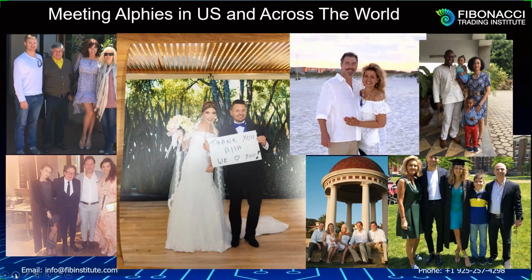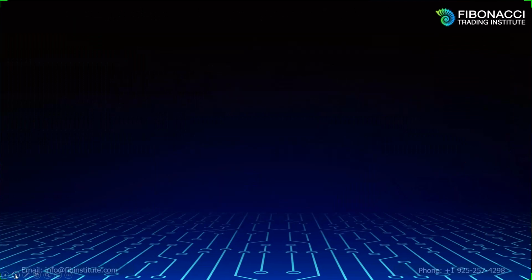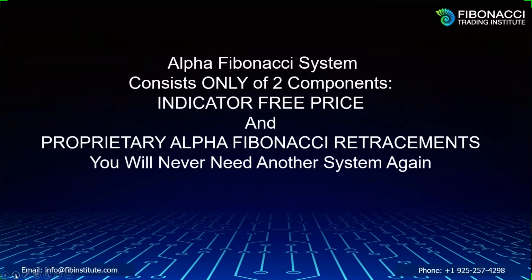So there are a few pictures of a few traders. Every single one of these traders invited me to their home, to their family. Every single one of these traders brings their wives, their parents, their children, to learn how to trade the proprietary system. And this is what traders trade: NinjaTrader 8 or any platform, pure price for entry and Alpha Fibonacci for exits. This is what the system is based on. You will never, ever, ever need anything else.